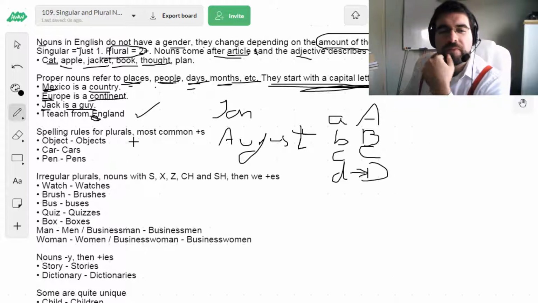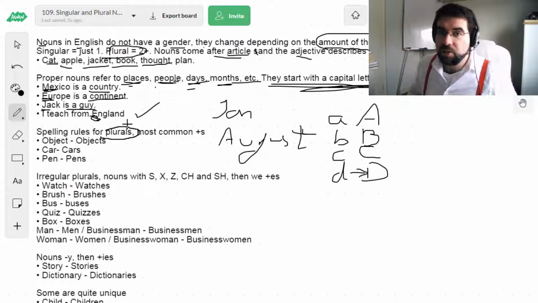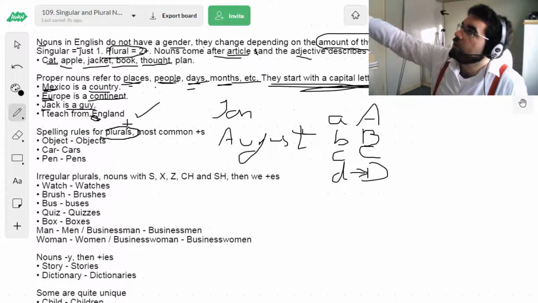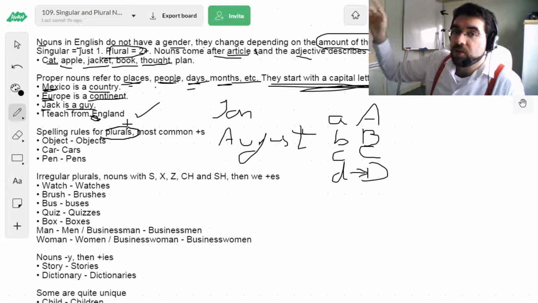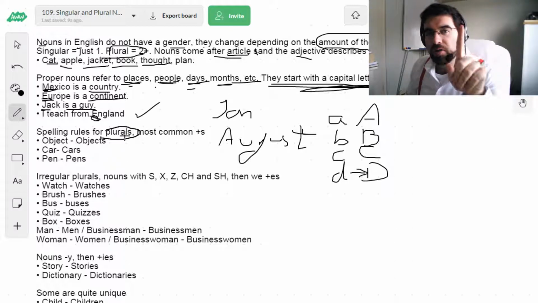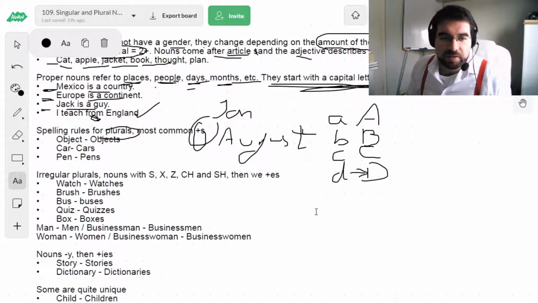But look, the spelling rules for plurals, and remember, plural is two plus. Here's a book. But then up here, there's books. Thirty books, even some films, even photos. So when there's more than one of something, two plus, it's plural. The most common way is simply add s. Just add s. So book turns into books.